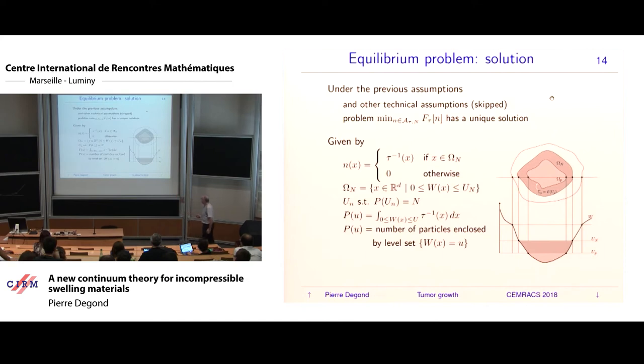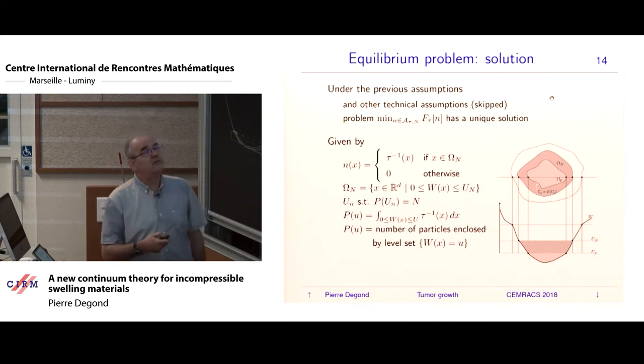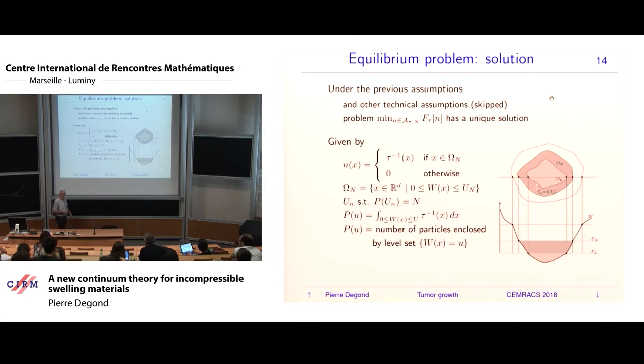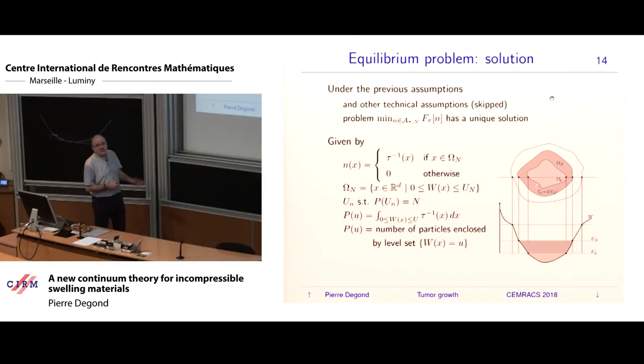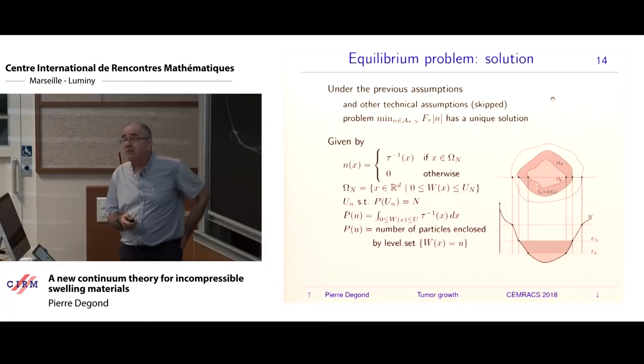Right, so as I said, P of U is the number of particles enclosed by the level set W of X equals U. So you have this level set, and P of U is the number of particles enclosed by that level set. Right, so this is the equilibrium. And so you see there is a unique solution. Of course, you need assumptions. If you had some point masses somewhere, then maybe not a unique solution. But if you assume that things have a density, say an L1 function, for instance, then it's a unique solution. So that basically solves the equilibrium problem.